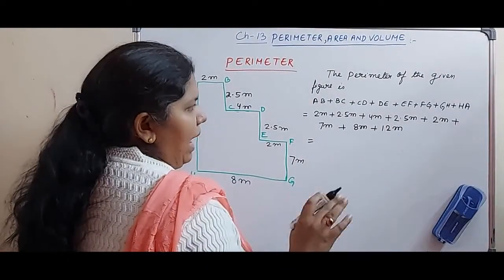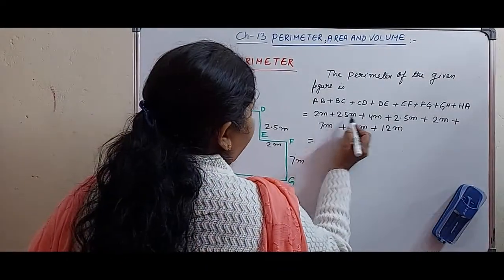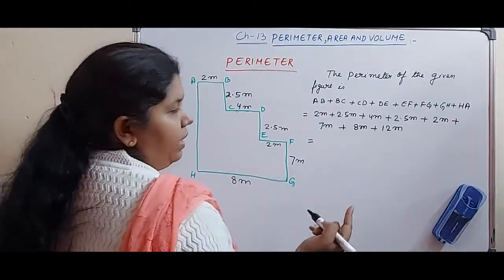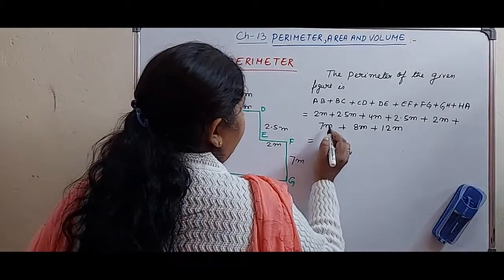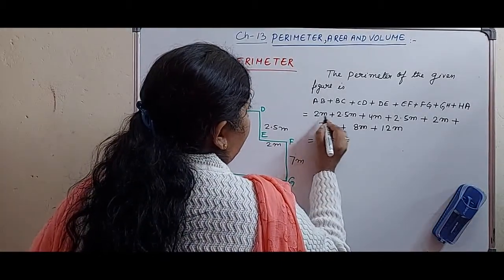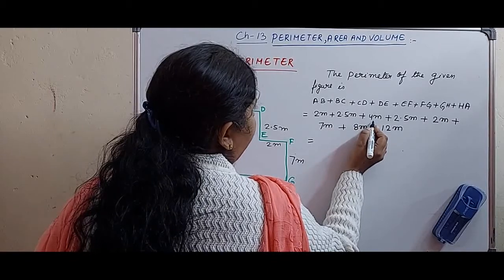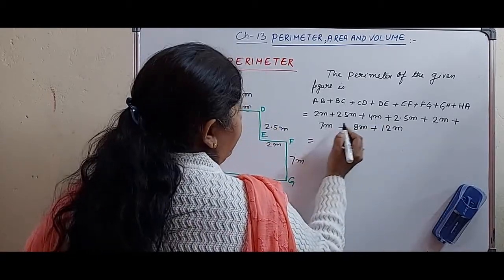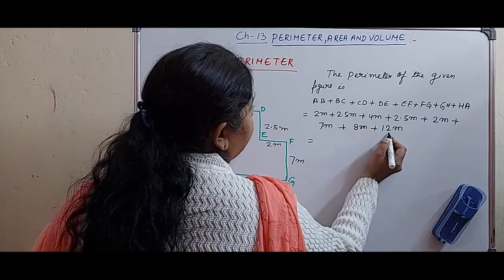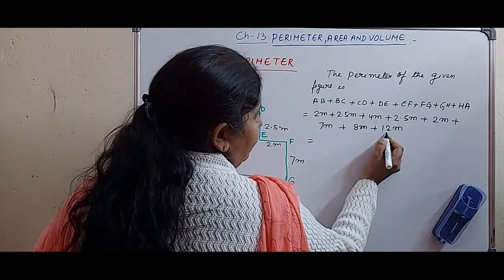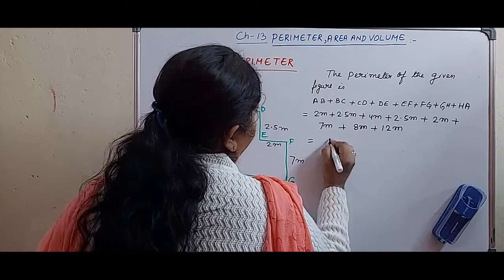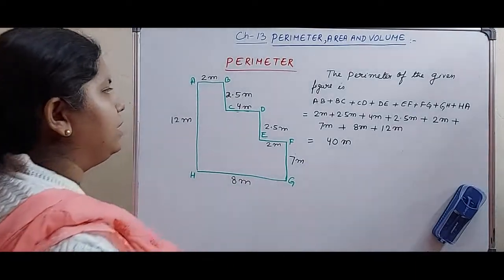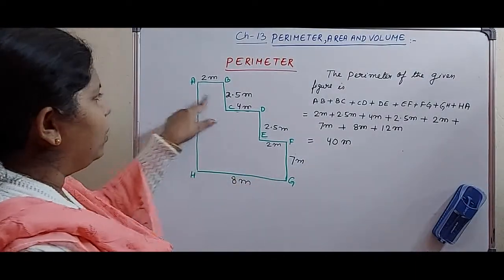Now it's the time to add. See children, 2.5 and 2.5 will give you how much? It is 5. So we have 2 plus 5 as 7, plus 4 is 11, 11 plus 2 is 13, 13 plus 7 is 20, 28, 28 plus 2 is 30, plus 10 is 40. So we have the sum as 40 meter. So 40 meter is the perimeter of this particular figure.